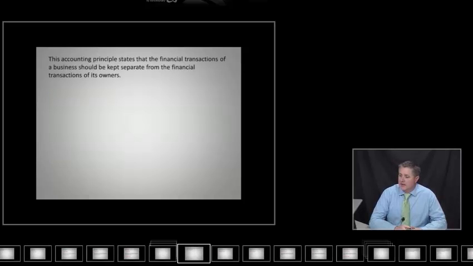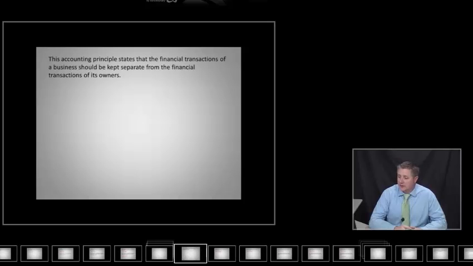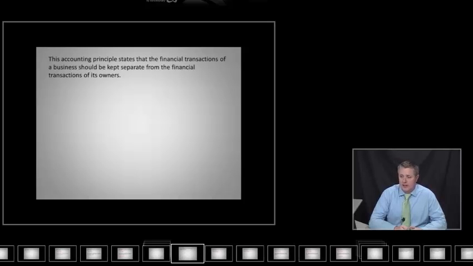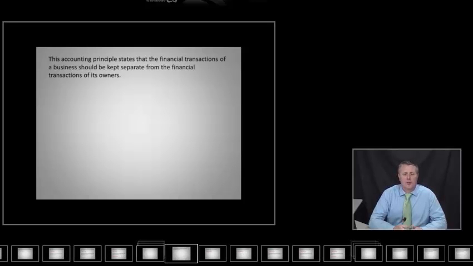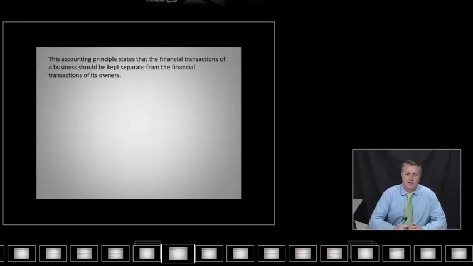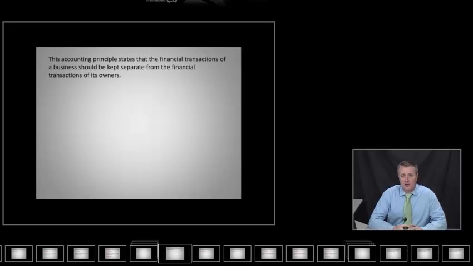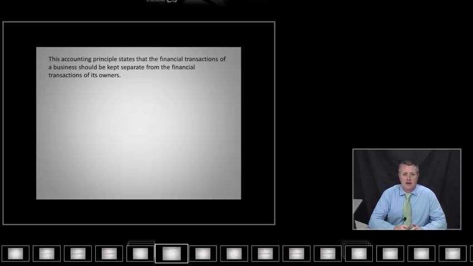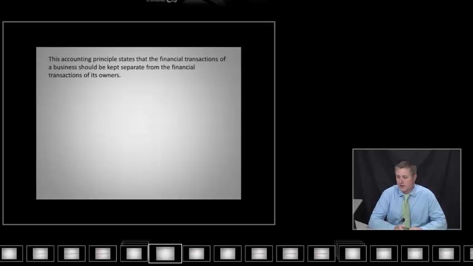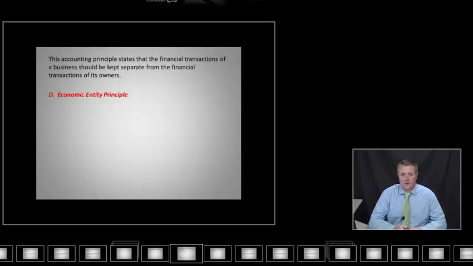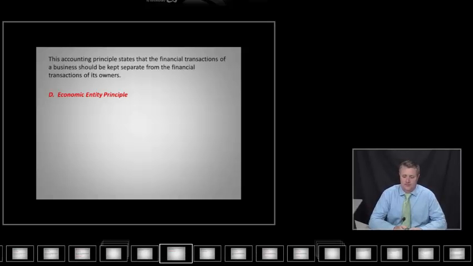Okay, next item. This accounting principle states that the financial transactions of a business should be kept separate from the financial transactions of its owners. This really applies in situations where maybe you have a small business or a closely held corporation. Personal funds and business funds should not be commingled, and doing so is basically a violation of what's called the economic entity principle.